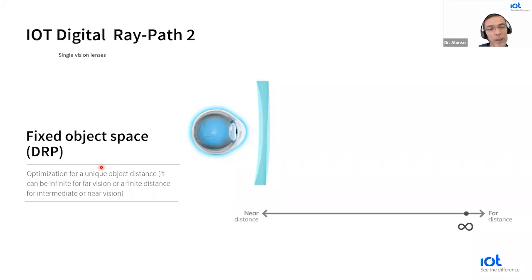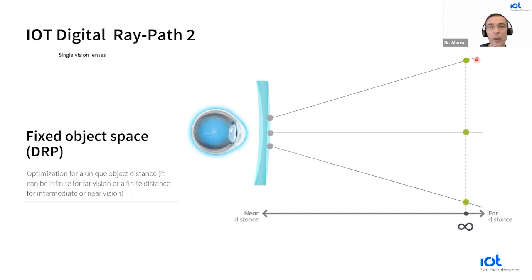The object space in traditional lens optimization is like this. There are two types. What we call the fixed object space that we can see here at any gaze direction, up, center, down, whatever. We are assuming that all the objects are at the same distance. For example, here at infinity, but it could be any other closer distance. So this plane in which all the object points are located is our fixed object space.